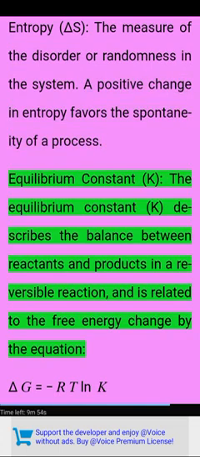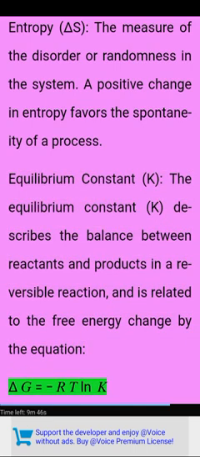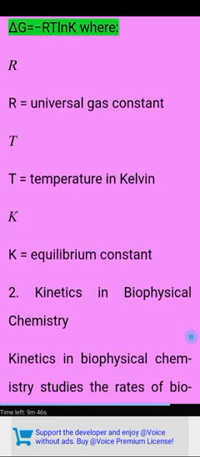Equilibrium constant, K. The equilibrium constant K describes the balance between reactants and products in a reversible reaction, and is related to the free energy change by the equation delta G equals minus RT ln K, where R equals the universal gas constant, T equals temperature in Kelvin, and K equals the equilibrium constant.